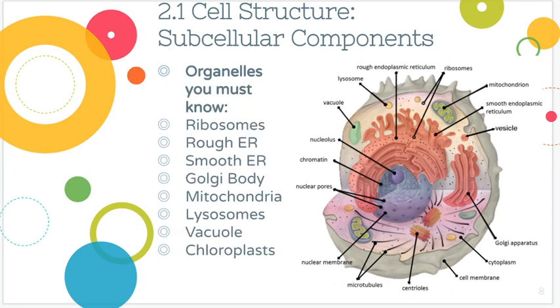And so the organelles that you need to be really familiar with are going to be the ribosomes, rough ER, smooth ER, your Golgi body, your mitochondria, lysosomes, vacuoles, and chloroplasts.